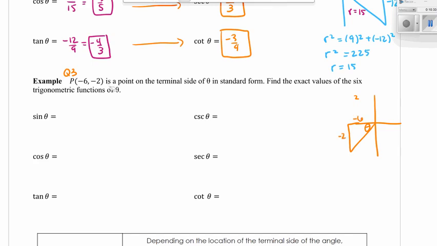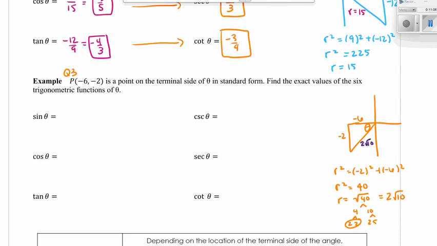So we want to solve for r using the Pythagorean theorem. So r squared equals (-2) squared plus (-6) squared. So r squared is equal to 36 plus 4, which is 40. So r equals the square root of 40, which we want to reduce. So 40 breaks down into 4 times 10. So 2 root 10, because this makes a group of 2, but this one doesn't. So this is equal to 2 root 10 when we simplify. So let's go ahead and put that on our triangle here. So this would be 2 root 10.